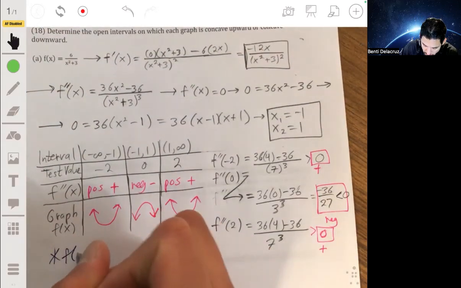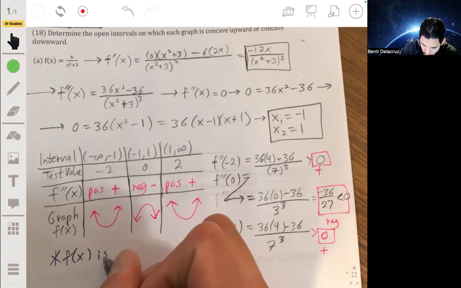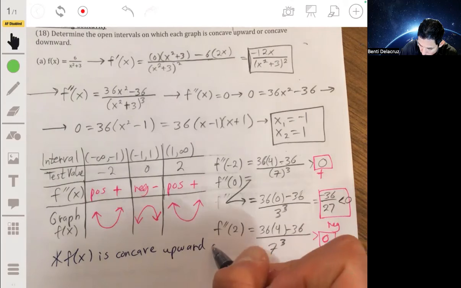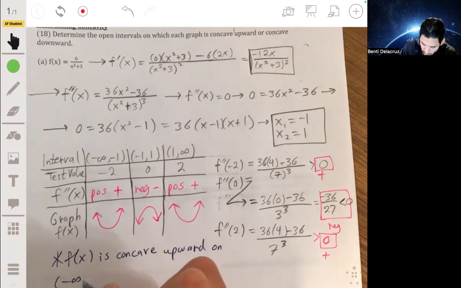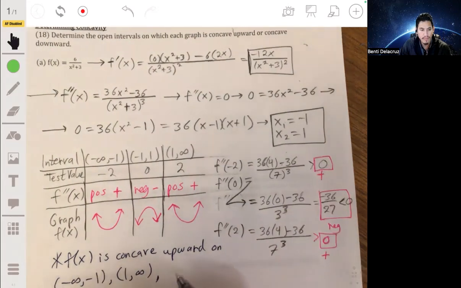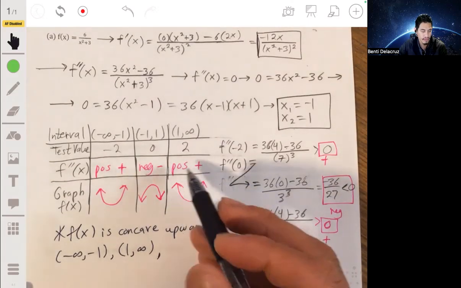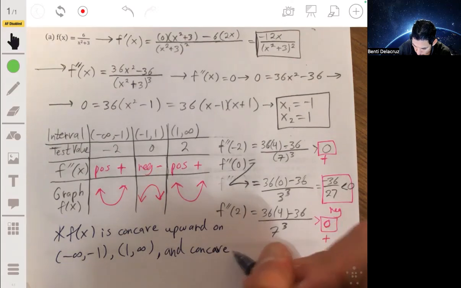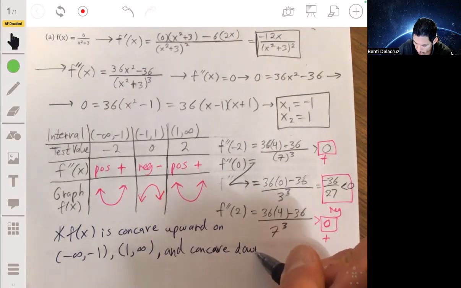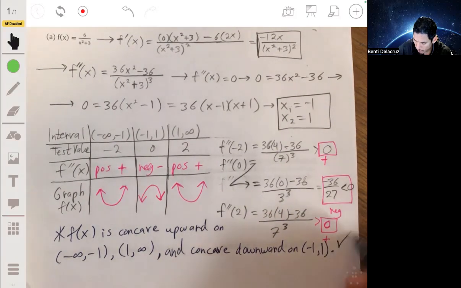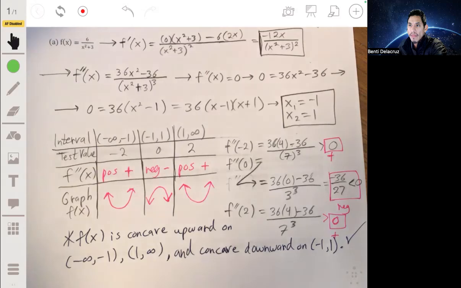So then we can just summarize and say that f of x is concave upward on -infinity to -1 and 1 to infinity, and it's concave downward on -1 to 1. There we go. That's all there is to it.